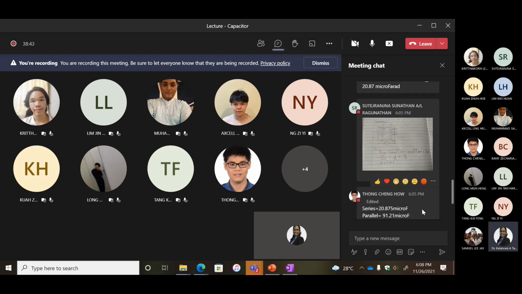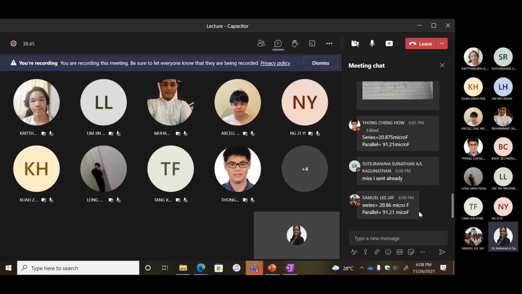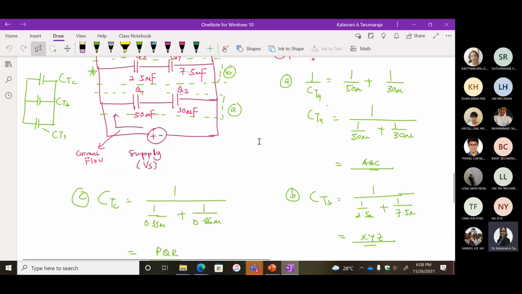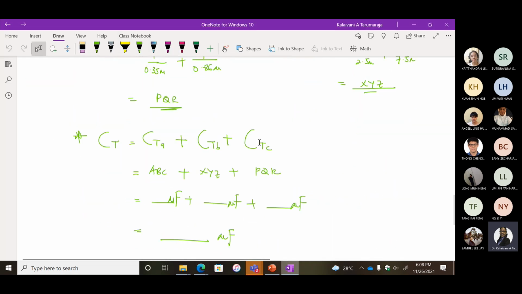You don't need to specify series and parallel. The one you need to specify is the total answer, what you get once you add everything. After you did series and parallel, you get the last answer. That will be your total answer.